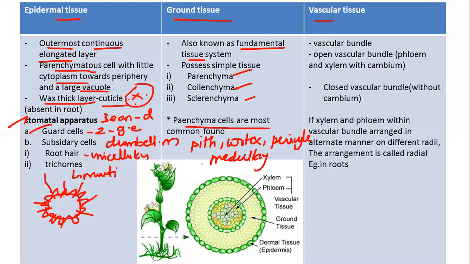Collenchyma and sclerenchyma, as we all know: collenchyma helps in flexibility, and sclerenchyma gives rigidity to the plant, right? So that is what we have about the ground or fundamental tissue system.